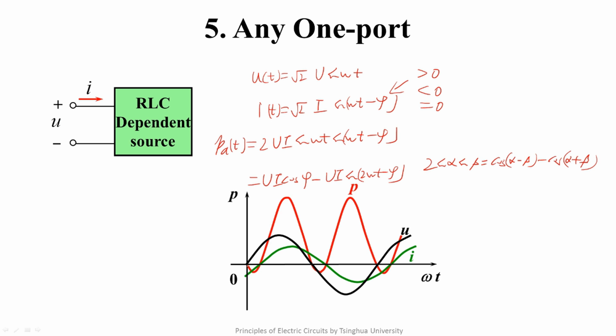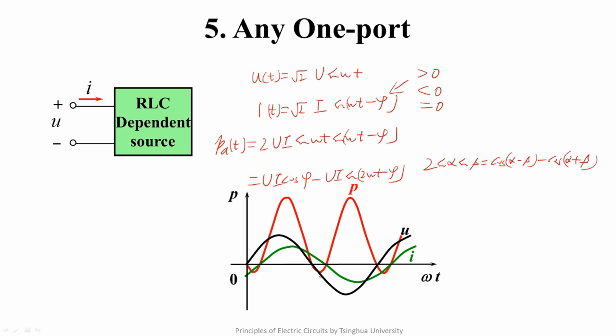Look, the power is negative when the voltage is positive and the current is negative. The power is positive when both are positive. And the power is negative when one is positive and the other is negative. And the power is also positive when both are negative.